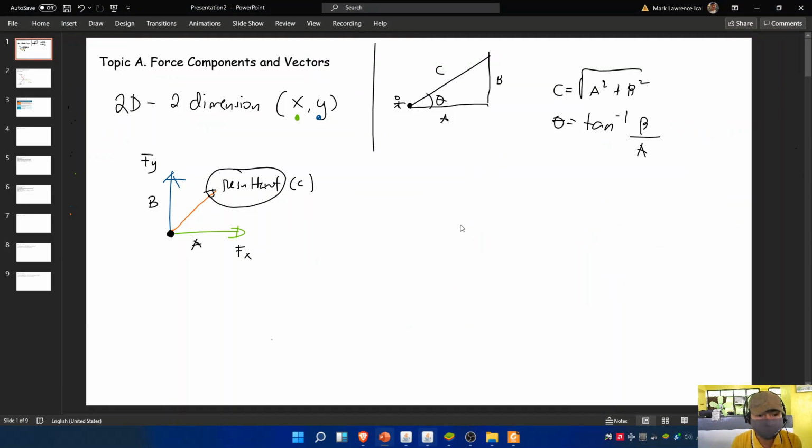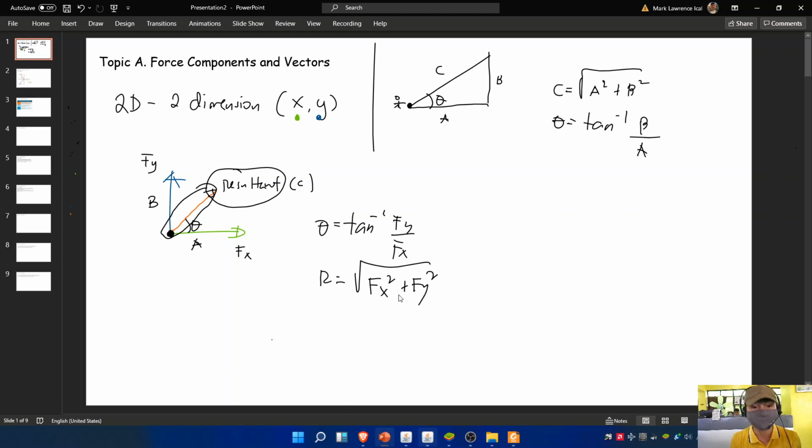Okay. So in this case, we see here that the angle is telling us the direction of the resultant, basically the direction of the particle, okay? So theta is equal to arctangent of f of y over f of x. And the length of the resultant is the square root of f of x squared plus f of y squared. So that's it. Okay?